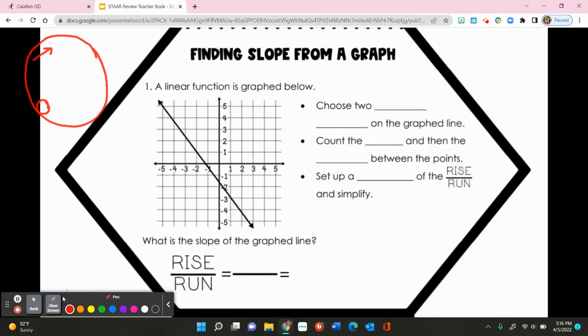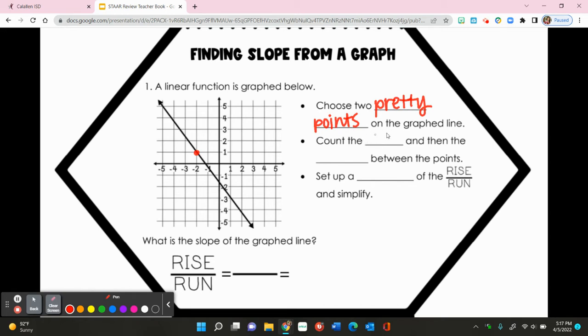So for number 1, it says we're finding a slope from a graph. So here it says a linear function is graphed below. What is the slope of the graphed line? So when you're finding the slope of a graph, first you need to choose 2 pretty points. Now you know what 2 pretty points are because they should be in the middle of 4 squares. So for example, this would be a pretty point because it's in the middle of 4 squares on the line.